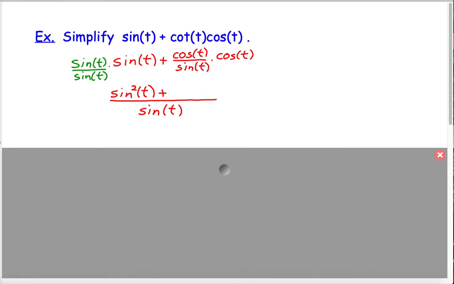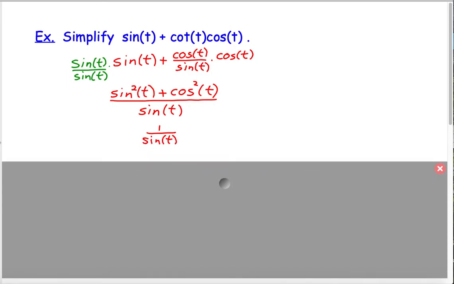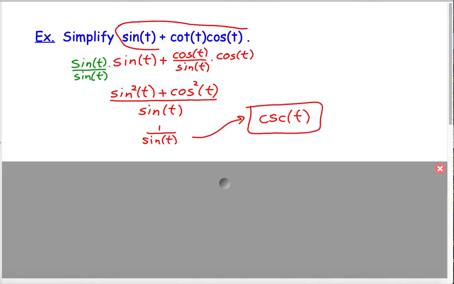And then I'm going to add to that, the second one, I'll have cosine squared over sine. So I've already combined the 2 fractions with that common denominator of sine of t. And now I recognize the numerator. Sine squared plus cosine squared is equal to 1. So I can change that to 1, and I have 1 over the sine of t, which is equal to the cosecant of t. So all this stuff simplifies down to just cosecant of t.